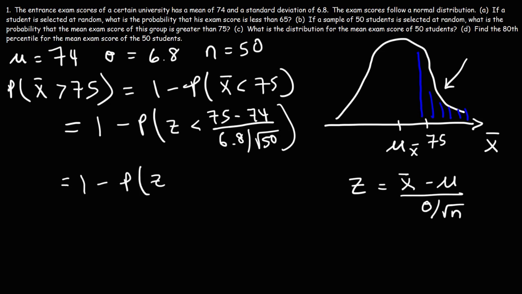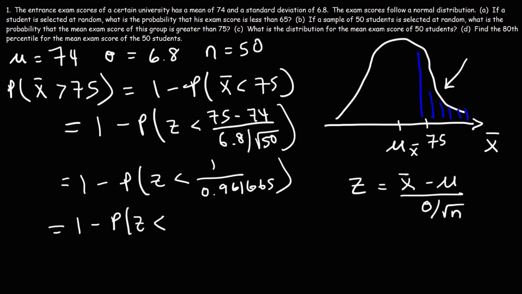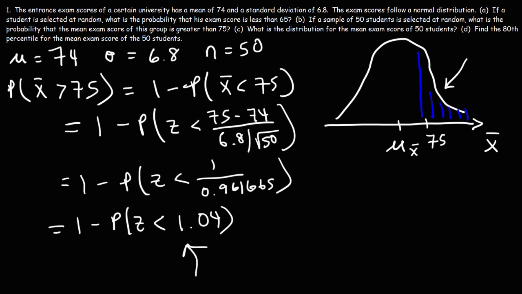So 75 minus 74, that's going to be 1. And 6.8 divided by the square root of 50, that's 0.961665. So 1 divided by that number is approximately 1.04 if you round it. So now we can go to the positive z table to get the area corresponding to this value.